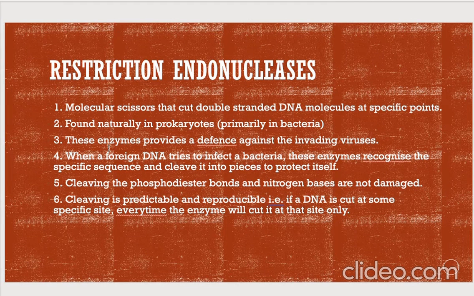When a foreign DNA tries to infect a bacterium, these enzymes recognize the specific sequence and cleave it into pieces to protect itself. These enzymes cleave the phosphodiester bonds, and nitrogen bases are not damaged at all. The cleaving is predictable and reproducible. That is, if DNA is cut at some specific site, every time the enzyme will cut it at the same site only.